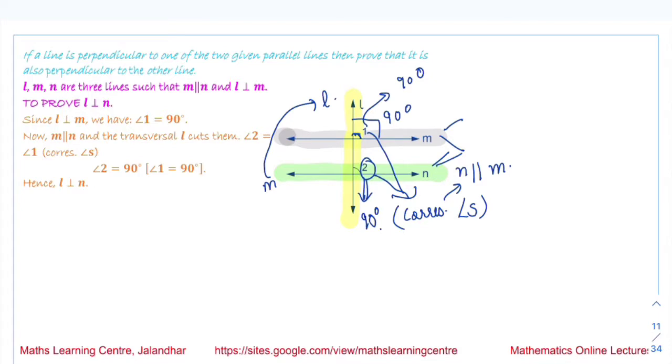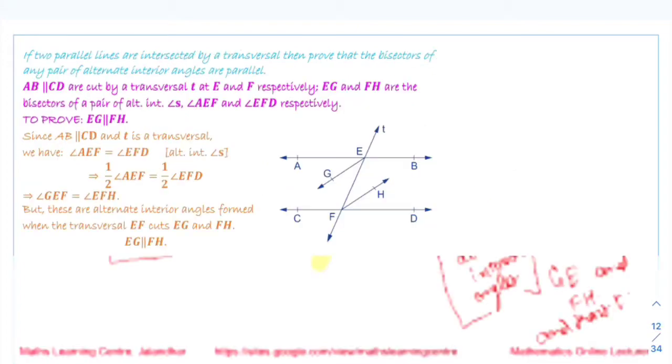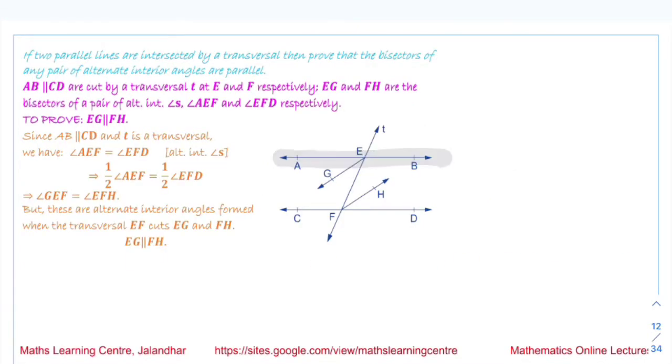Now in the next question, we have to prove that if two parallel lines AB and CD are cut by a transversal, we are saying the transversal is T, then the bisectors of any pair of interior angles are parallel. So suppose we are considering the interior angles AEF and DFE. These angles we are considering, and the bisectors of these angles we have drawn over here.